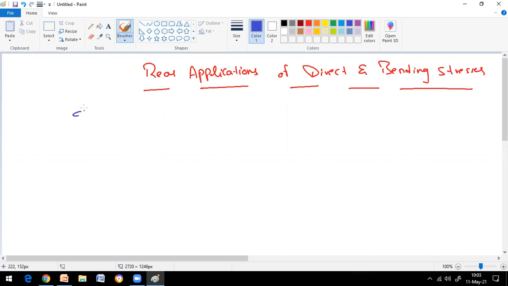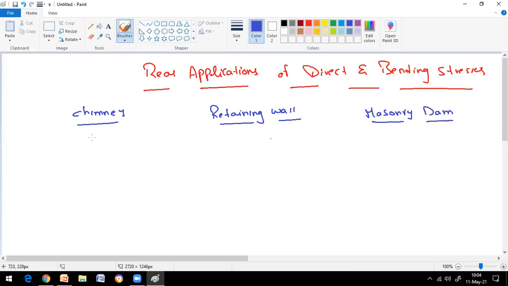The first one is chimney. The second one is retaining wall. The third one is masonry dam. Right? So let's see how these are going to be subjected to direct and bending stresses.